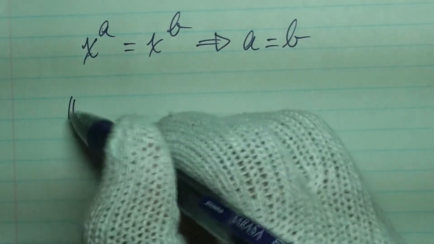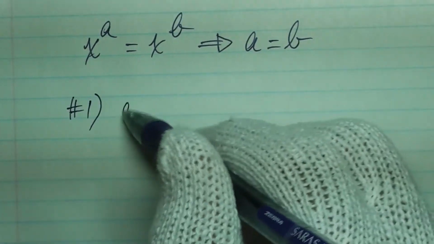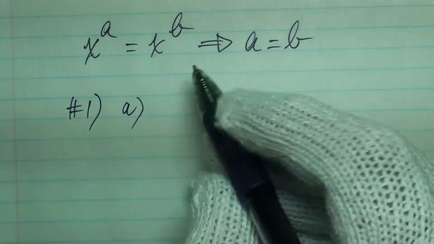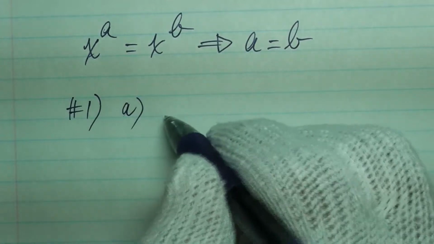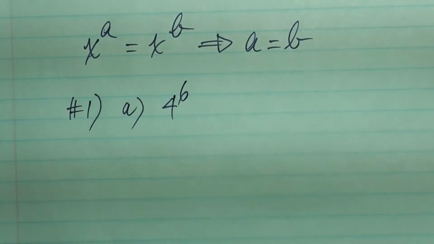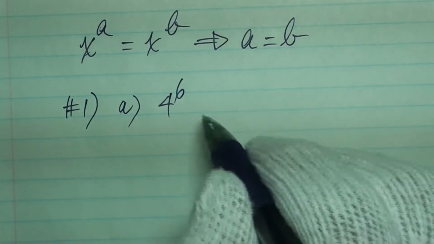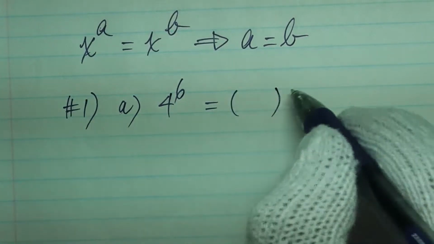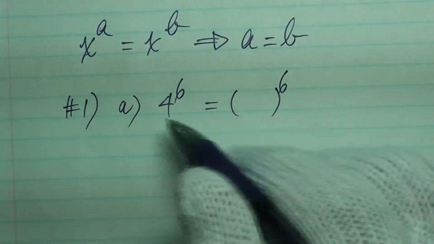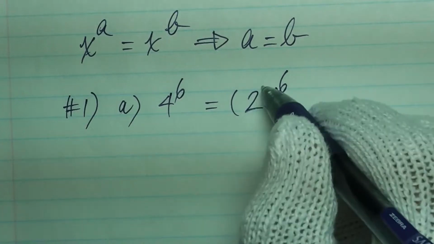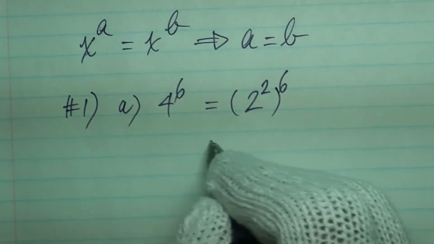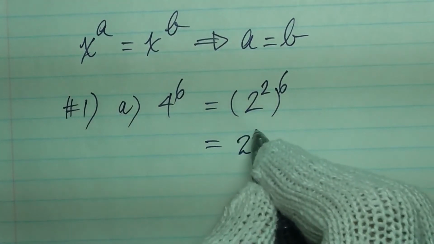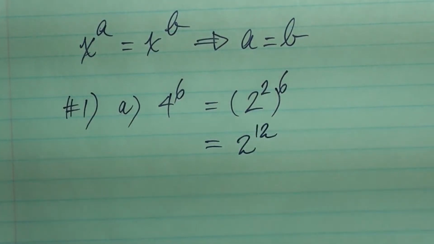So we're going to look at a couple of examples. The question says, write each expression with base 2. First one they give us is 4 to the 6. Take a pair of brackets. 6 is our outside exponent. I'm going to write 4 as 2 to the exponent 2. Inside exponent times outside exponent tells us that this is going to be 2 to the exponent 12.